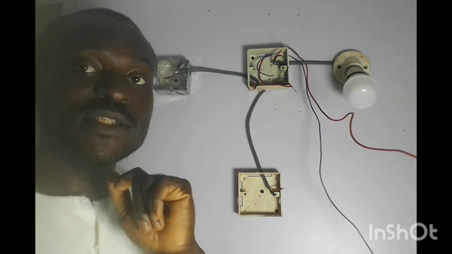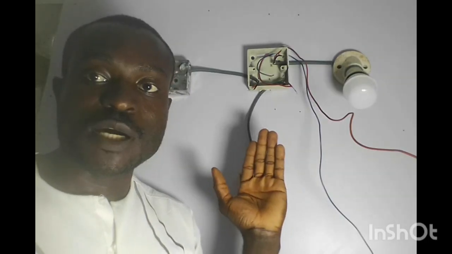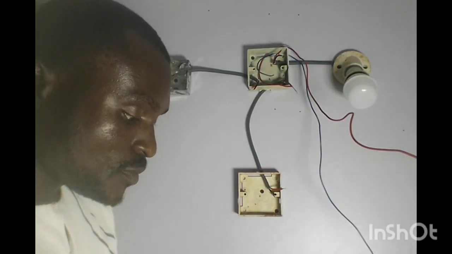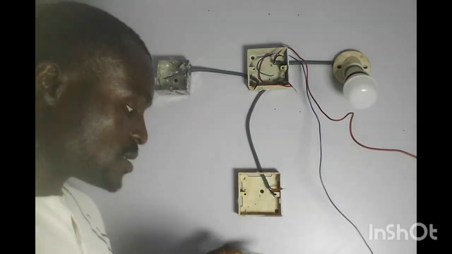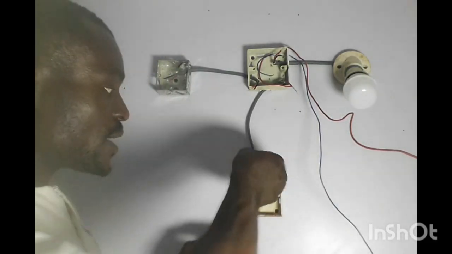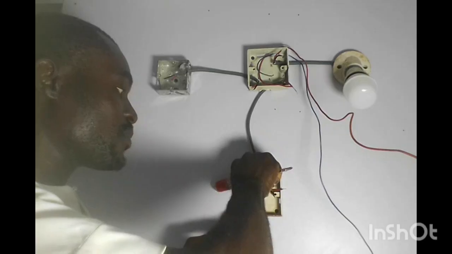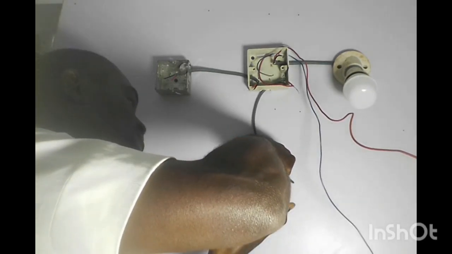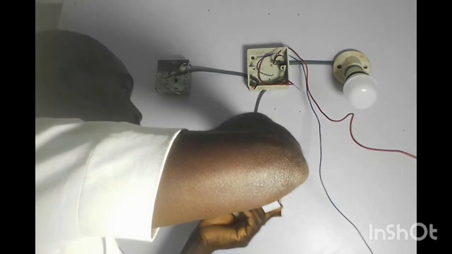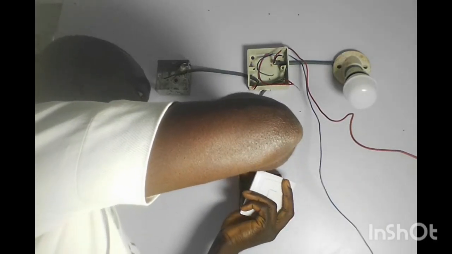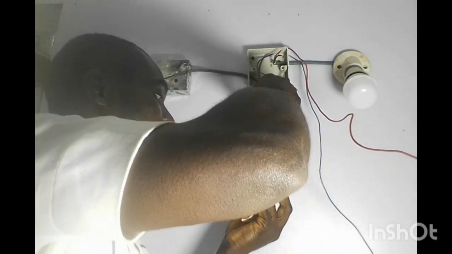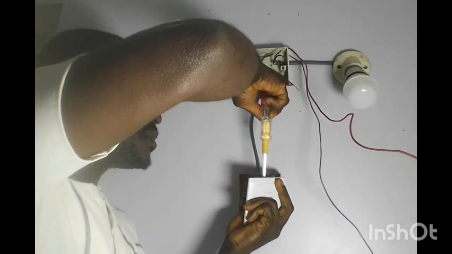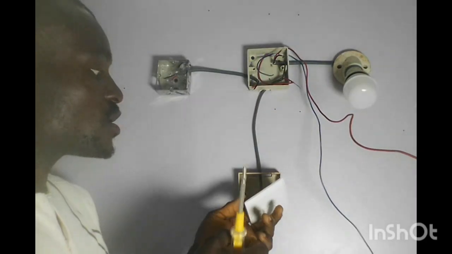Now, once you have connected the red wire of your live wire to the red wire of your switch, now I am going to connect the red wire of my switch to the common terminal of this switch. So once I connect this, I've done my first connection.